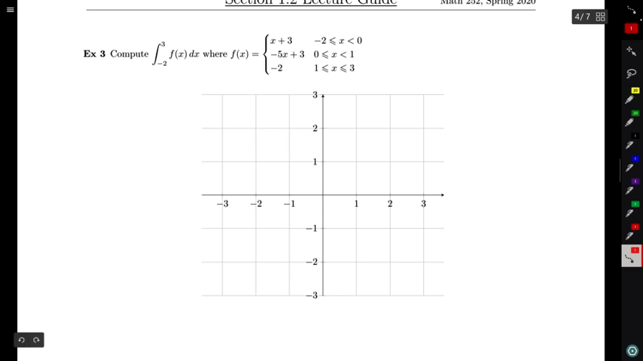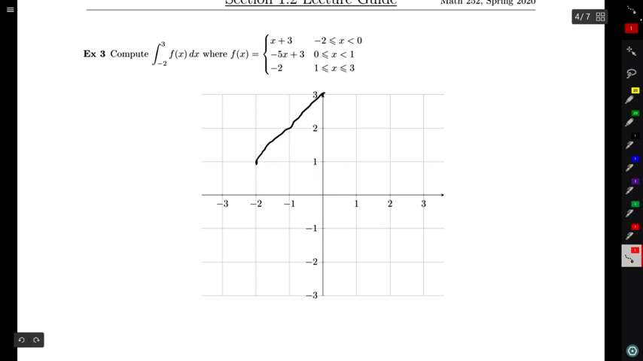Between the x values of -2 and 0, f of x is this function x plus 3. We know that is a line with slope 1. At -2, we're going to have an output value of 1. At 0, we're going to have an output value of 3. And so we have the straight line there. Sorry, that line isn't terribly straight.